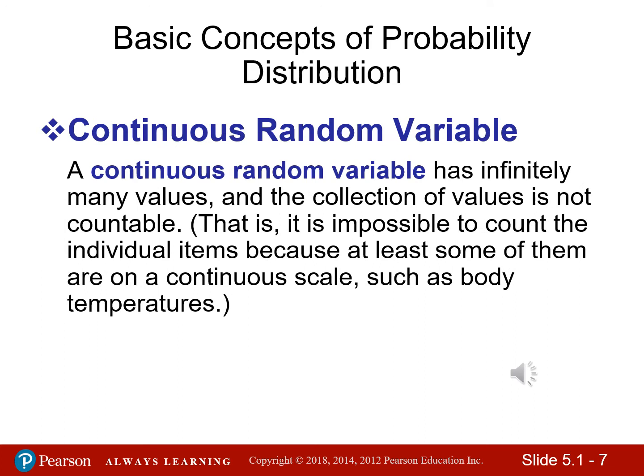A continuous random variable has infinitely many values, and the collection of values are not countable. That is to say, it's impossible to count the individual items because at least some of them are on a continuous scale, such as weight or body temperature or distance.